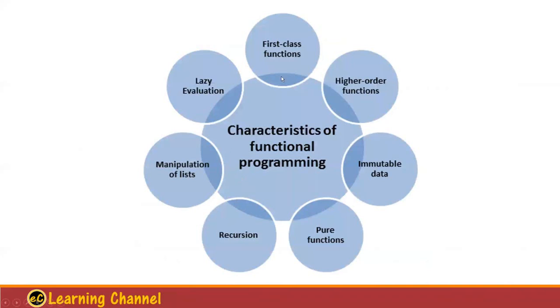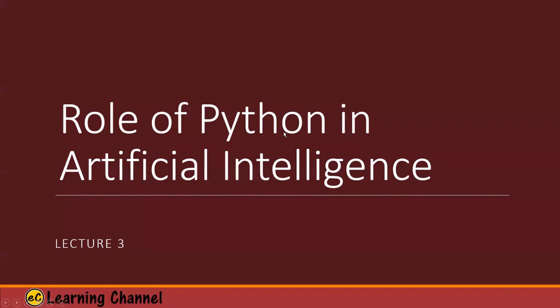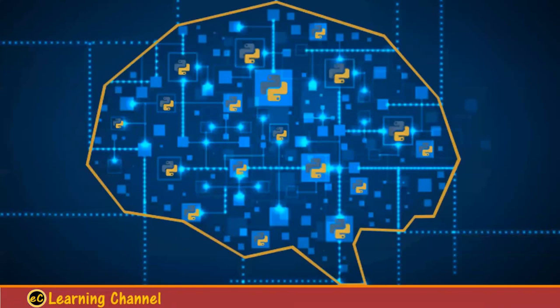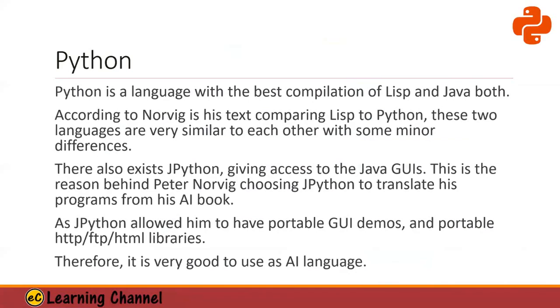These are different language features, but we basically don't need that. So the role of Python in AI. Python is a language with the best combination of Lisp and Java. It's somewhat like Java in some sense, but it actually improved on it with Lisp, and Lisp is the first functional programming language. So it is born with the object-oriented feature of Java and also the functional programming feature of Lisp.